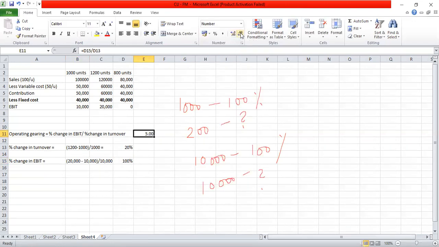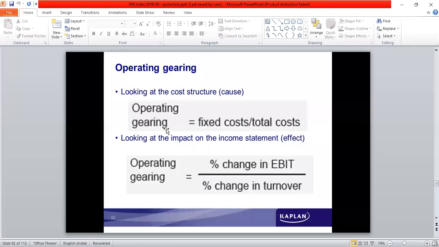It will be 5 times. This is on account of using fixed cost in the total cost. So gearing is a situation if the firm is able to use more amount of fixed cost. Until a particular level, they have to ensure that their fixed costs are recovered. After that, because the fixed costs do not change, there is a great impact on the overall profitability. There is an impact which is seen on the EBIT.